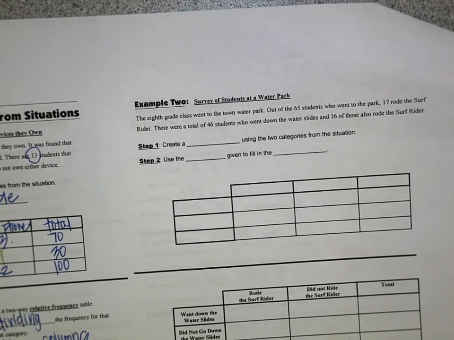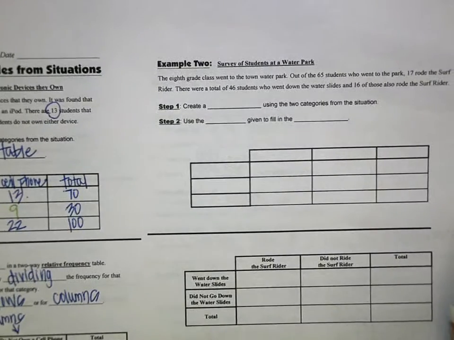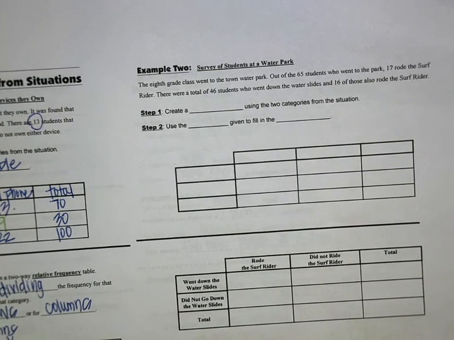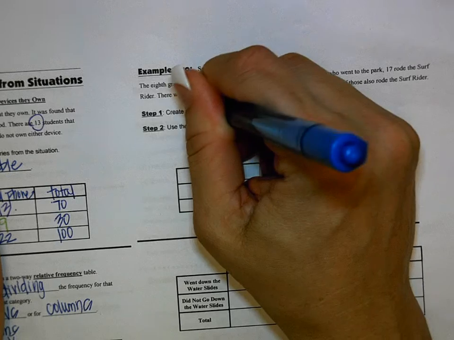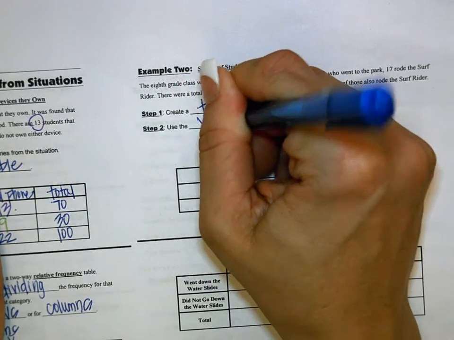It says the 8th grade class went to the town water park. Out of the 65 students who went to the park, 17 rode the Surf Rider. There were a total of 46 students who went down the water slides, and 16 of those also rode the Surf Rider. Okay, so here, first thing you want to do is create a what? Create a table. Use the values given to fill in the table.